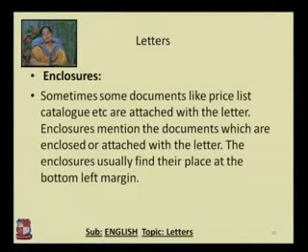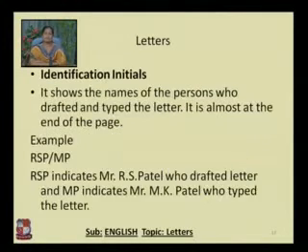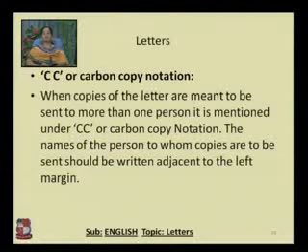Enclosures are the documents which are enclosed inside, like price list, catalog and other documents. Identification initials. A letter has been drafted by some person and it has been typed by some person. So those identification initials, like RSPMP or any other one, are written down at the very end of the page. CC is a carbon copy notation. If you have to send one copy to some other person, then you usually write a CC to the person sent.